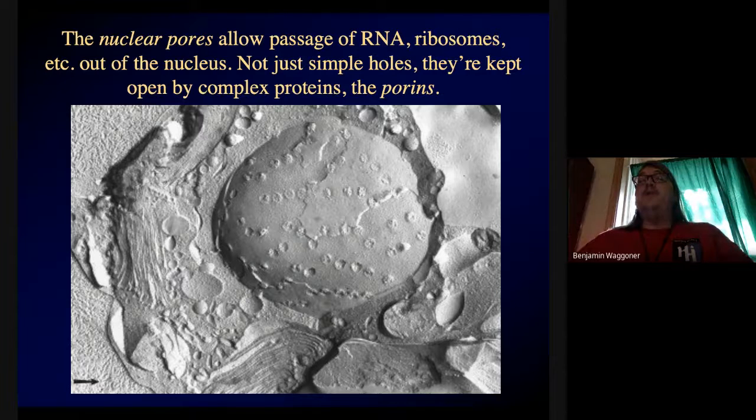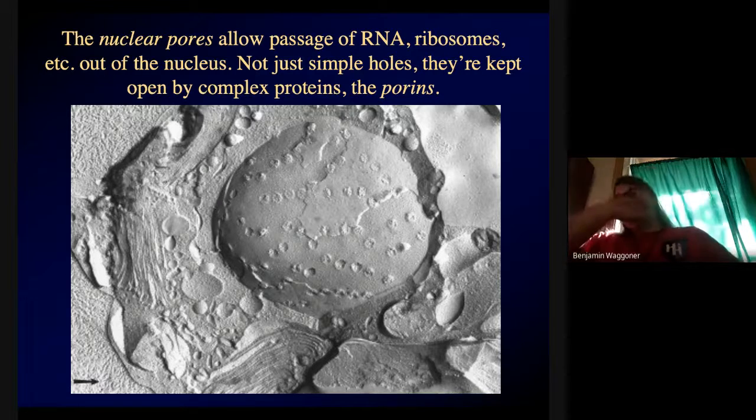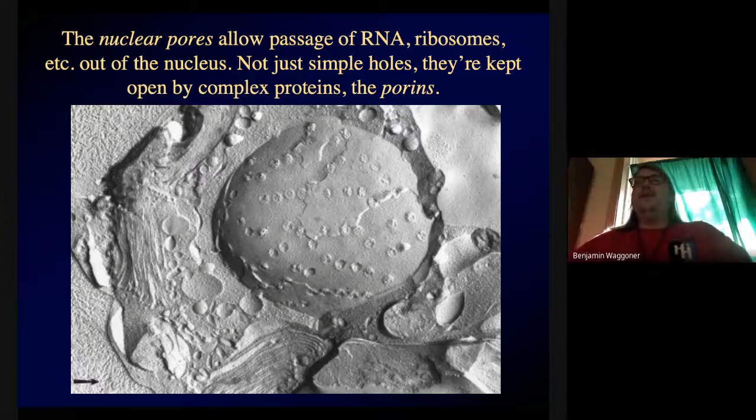The porins can open and close like little gateways to allow messenger RNAs to pass out, to allow ribosomes to pass out, to allow certain proteins to come in. The porins regulate what they call nuclear trafficking, just the passage of important substances in and out of the nucleus.